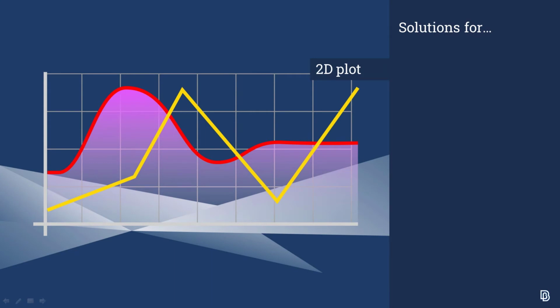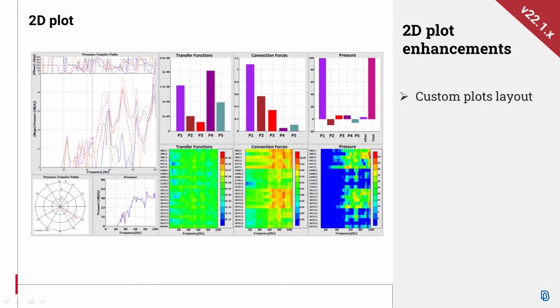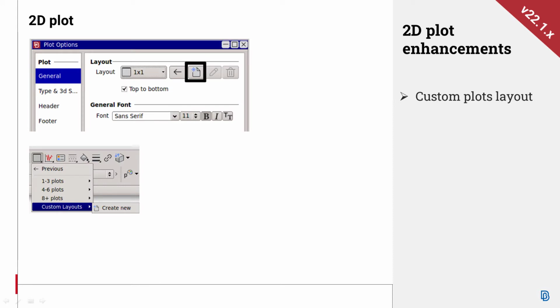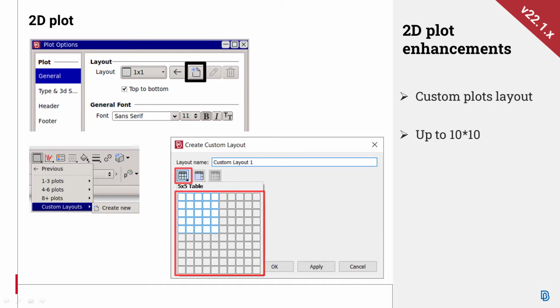Let's move on to the solutions for the 2D plot. It is now possible to create plots with custom layouts. This new feature is available through either the plot options or the respective menu bar at the bottom of the meta window. It is possible to create up to 10 × 10 plots.